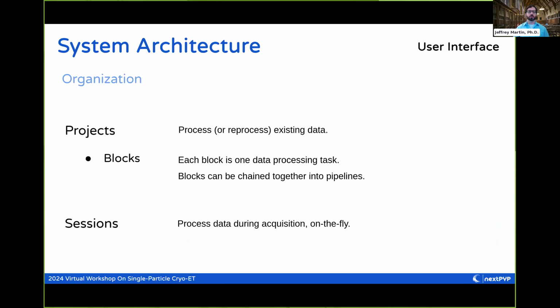Okay, so that's it for the overall architecture itself. I'm going to talk a little bit about the user interface now and how that is organized and how to find the things you're looking for within it. So the high-level organization of our software is into two main areas. One of them is called projects, and this is the area where we process or reprocess existing data. And then within that, you saw some screenshots of this earlier in the previous section. Each data processing task inside a project is going to be represented as a block on your screen, and you can chain them all together into data processing pipelines.